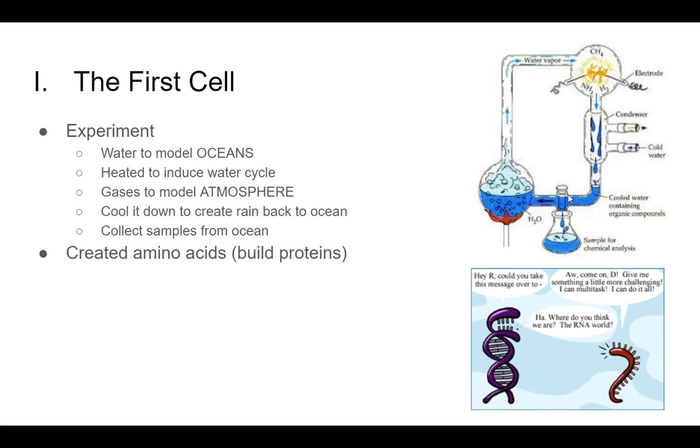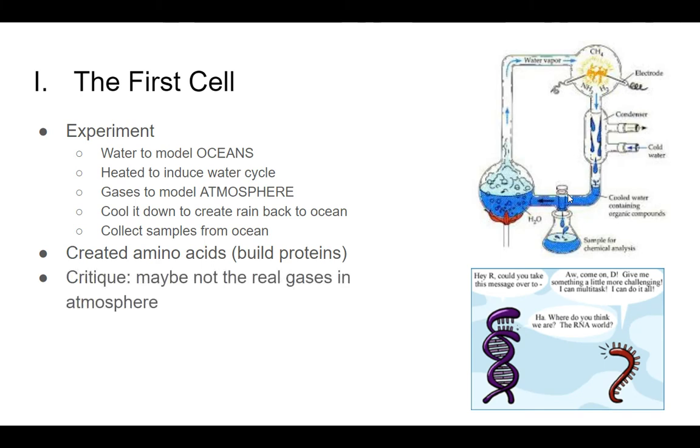And what they found were amino acids. As a reminder, amino acids will link together to form the polymer that is a protein. So in their experiment, they were able to create amino acids based on simple components of early Earth's environment.